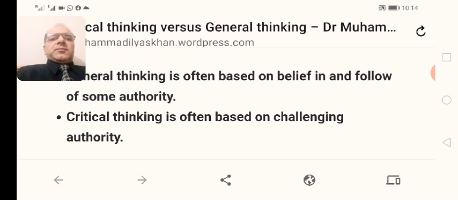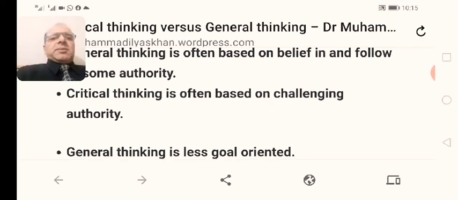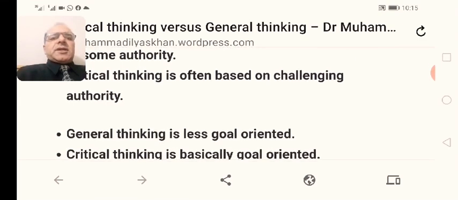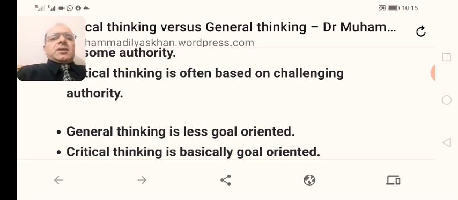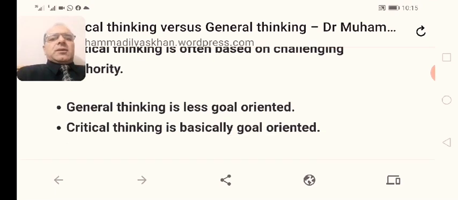Generally speaking, many people believe in things that they hear from some people in some authoritative position, such as maybe their parents or their elders or some religious leaders or some other people in position of authority, while critical thinking is based basically on challenging authority.